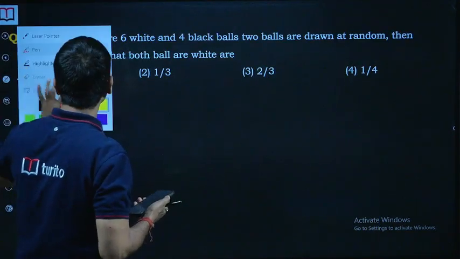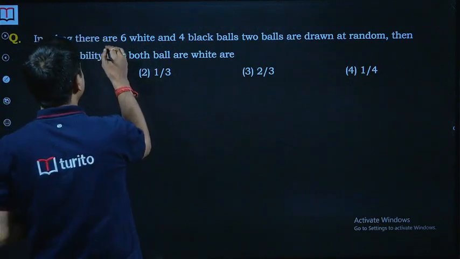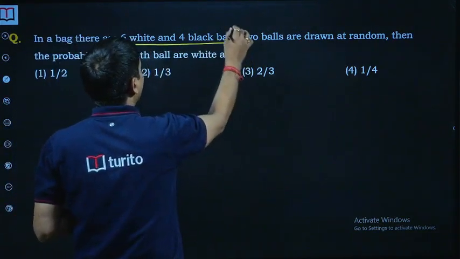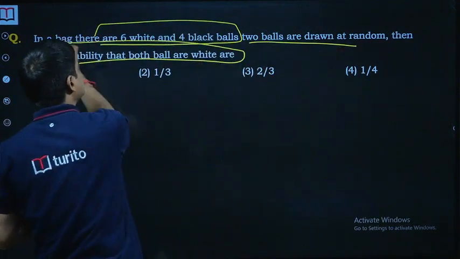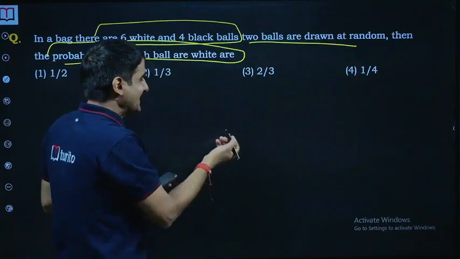Moving to the third one. See, it's a very simple question. There are 6 white and 4 black balls. 2 balls are drawn at random. Then find the probability that both the balls are white. So see, it's a simple question.